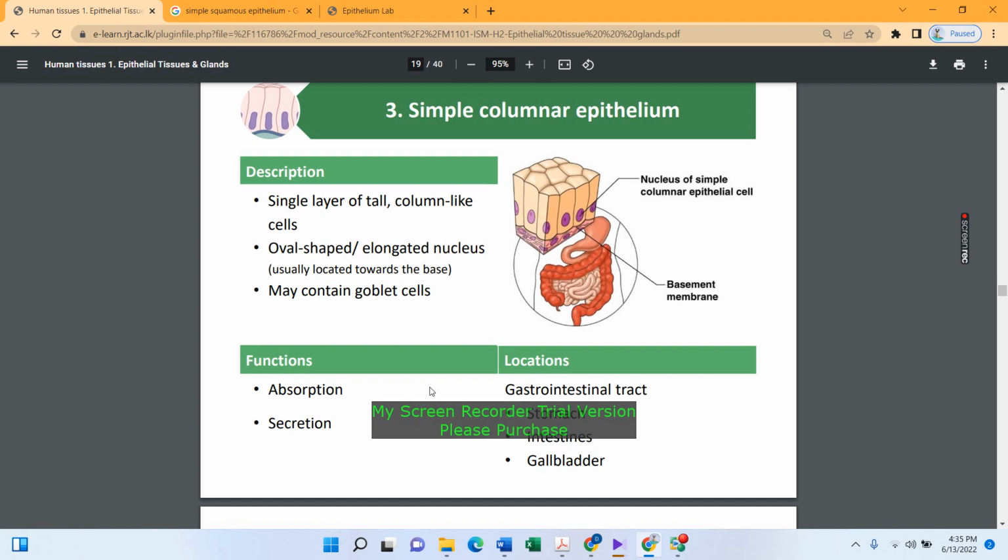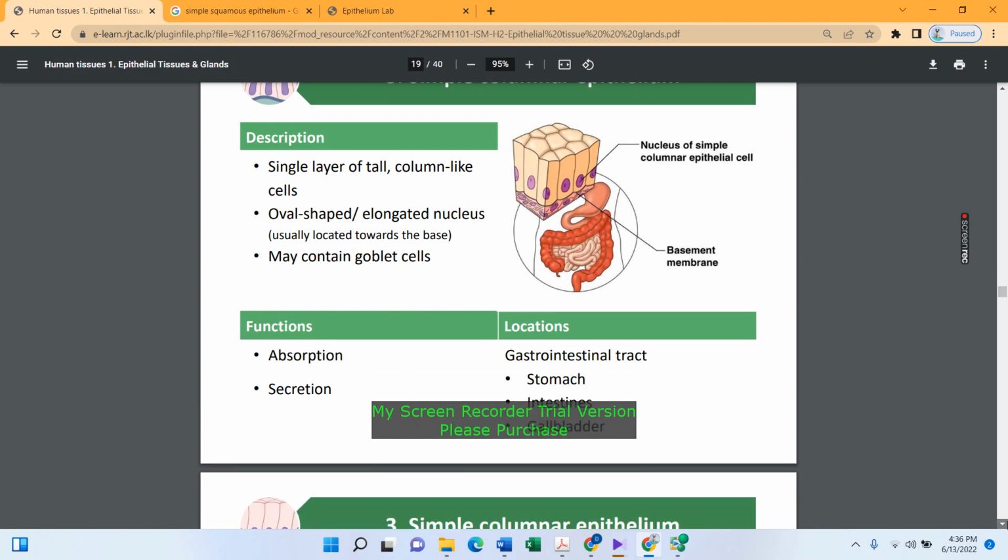The functions of these are absorption and secretion. The location where these are found is the gastrointestinal tract. The gastrointestinal tract is a place where you do this absorption and secretion, right? So to absorb nutrition, we find this simple columnar epithelium. In the stomach, intestines and gallbladder, this absorption and secretion of digestive enzymes is done by the simple columnar epithelium. The specialty is that it is found only in the gastrointestinal tract.